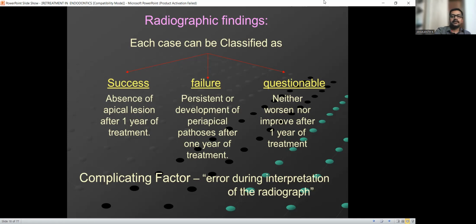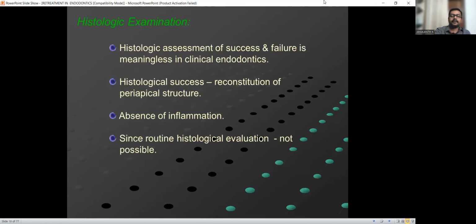Whereas the periapical lesion neither worsens nor improves after 1 year of treatment. It's still in the same state. So that's a questionable condition, where you cannot predict whether it's going to be a success or failure. The complicating factor, error during interpretation of the radiograph, still persists along with these factors. So you can categorize based on these 3 factors, but there's still a complicating factor: error during interpretation or judging the case by your radiograph. That's a complicating factor for the above said points.